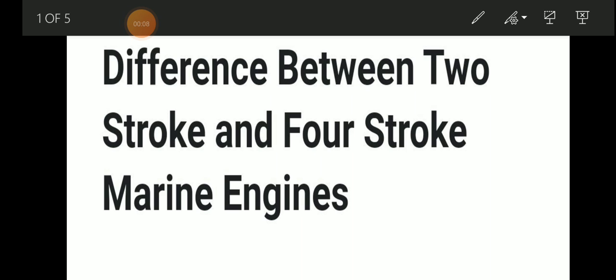Today we will be discussing the difference between 2-stroke and 4-stroke marine engines. So let's see what the basic differences are.